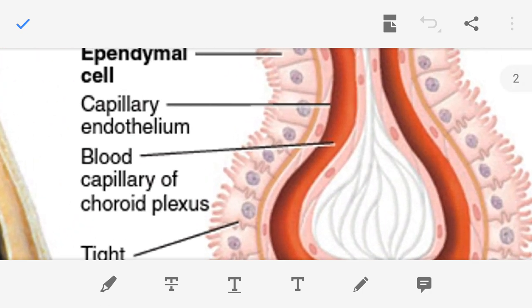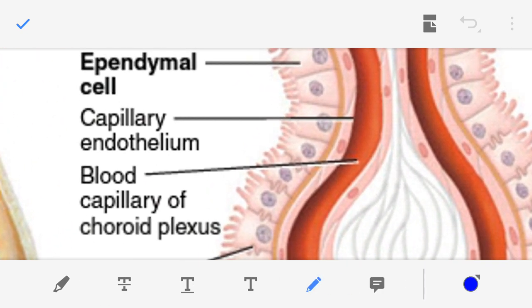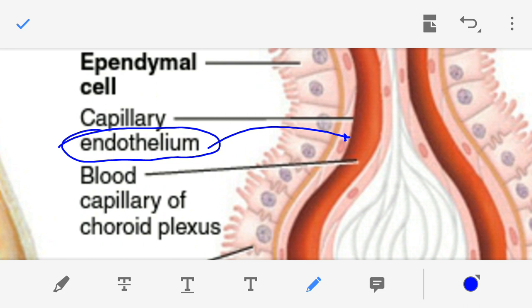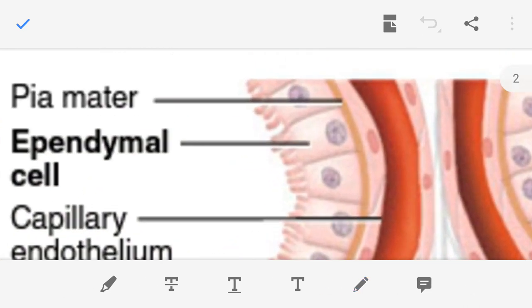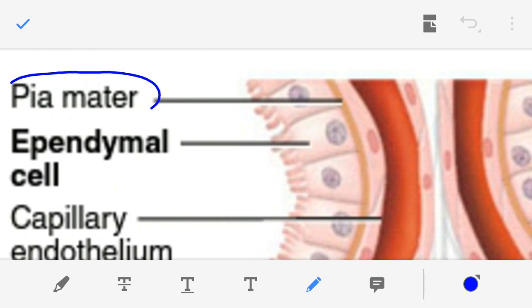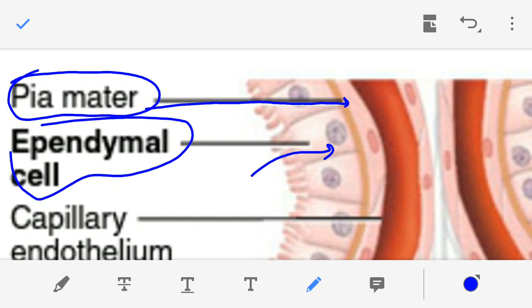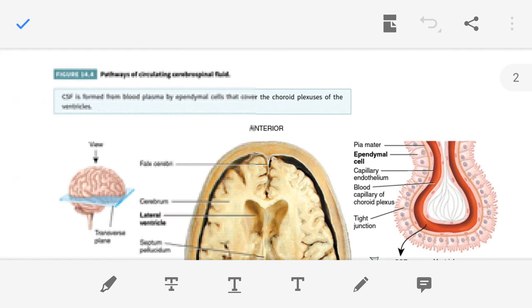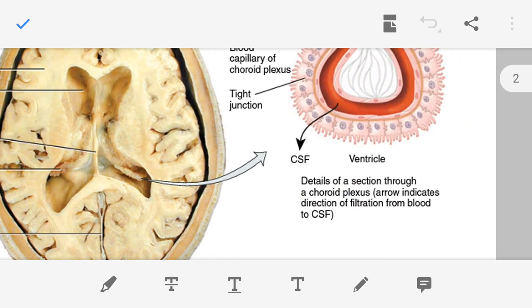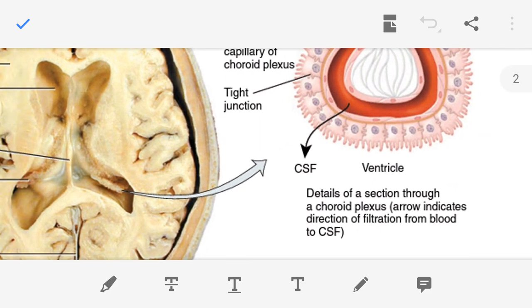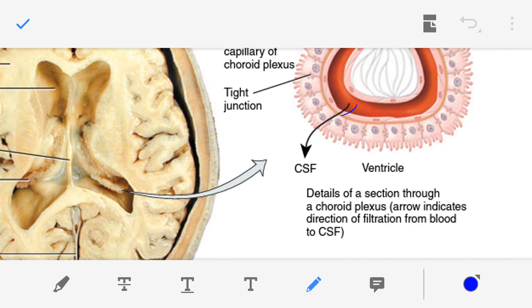Then in the capillary wall, see, they are showing endothelium cells. These are the endothelium cells. Then this one is the pia mater they are showing. Then you see these are the ependymal cells. Now see, over here what is happening? This CSF is coming out, and here this part is the ventricle.